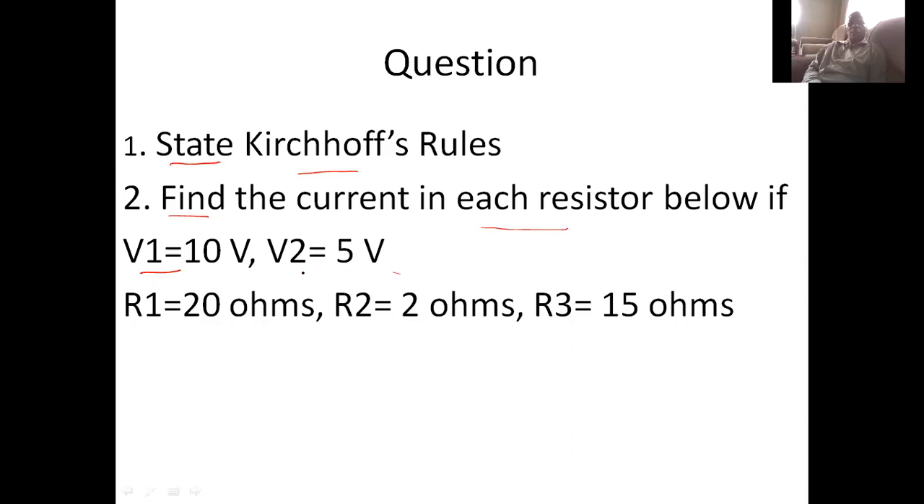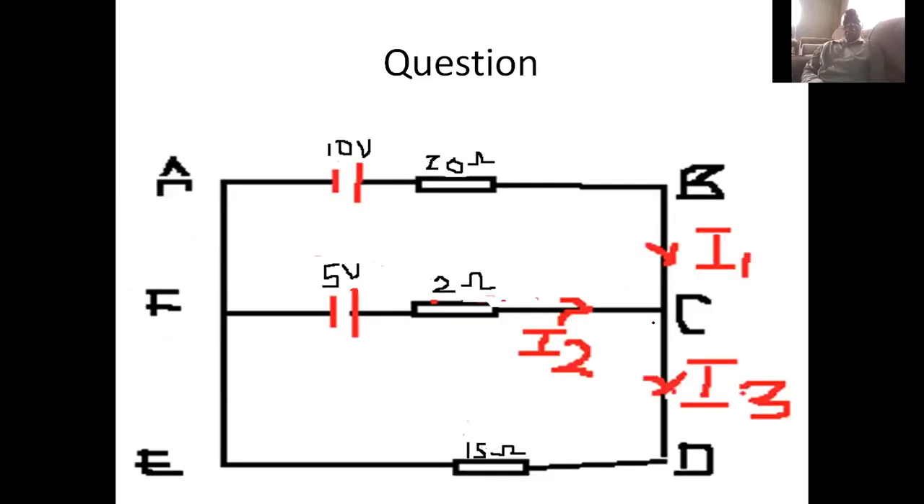And then the second part is that there is a circuit which contains voltage 1, which is 10 volts, voltage 2, which is 5 volts, resistor 1, which is 20 ohms, resistor 2, which is 2 ohms, and resistor 3, which is 15 ohms. Okay, and so this is basically the same question that we are looking at. When you look at this one, this will be negative, this will be positive, this will be positive, and then this will be negative because the current is flowing in that direction.